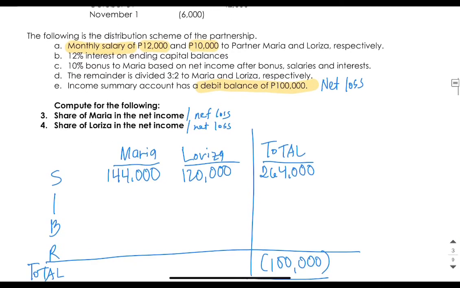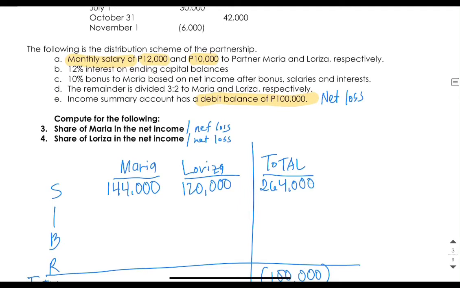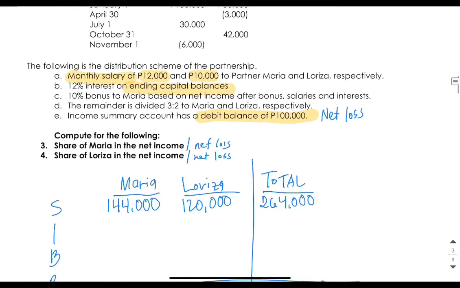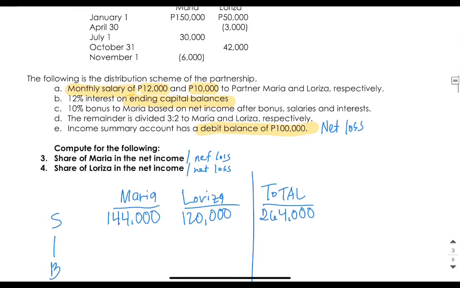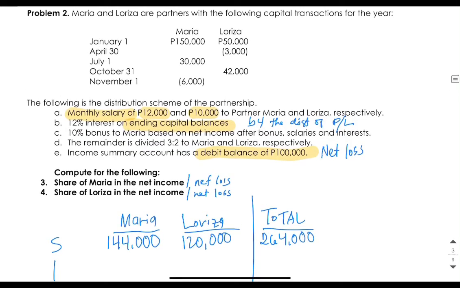Okay, and then interest. 12% interest on ending capital balances. The ending capital balances here pertain to the ending capital balances before distribution of profit or loss. The share in the net income of both Maria and Loriza will be closed to the capital accounts of each partner. But the ending capital balances on which we base our interest pertain to the balances before the distribution of profit or loss. So only the capital contribution and capital withdrawal will affect it.